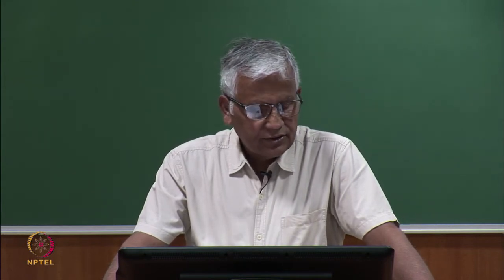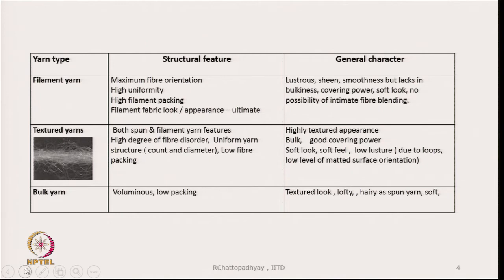Then we have textured yarn, and a little diagram has been shown also. We can see that in these textured yarns there is generally a high degree of fiber disorder, as shown in the image itself, but generally the yarn is uniform in structure and the fiber packing is low. So, the appearance is textured, that is the filament yarns which are actually very lustrous, because there is a lot of light reflection from the surface of the fiber as well as from the yarn and fabric.